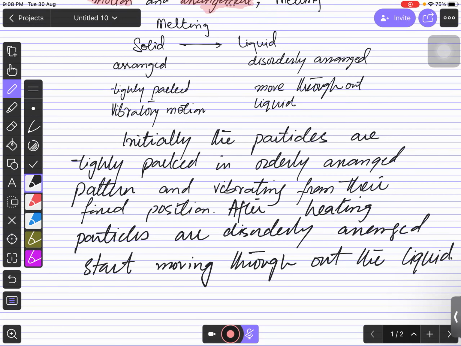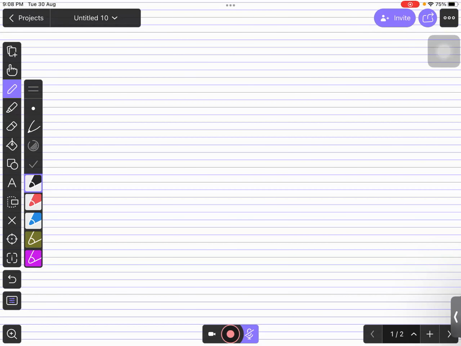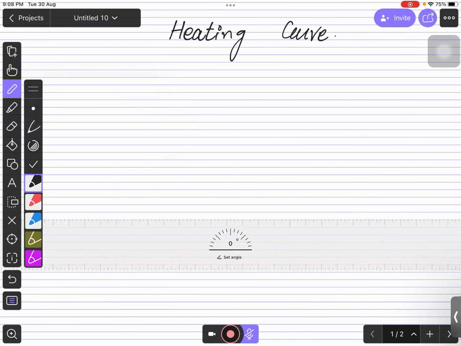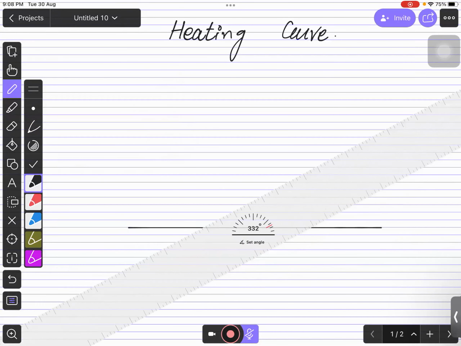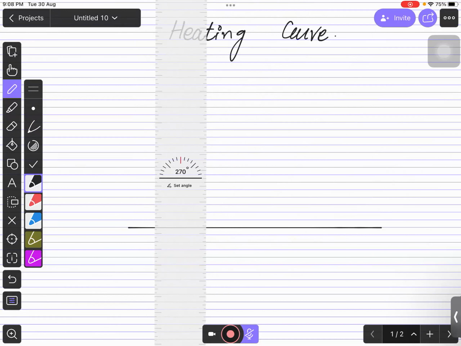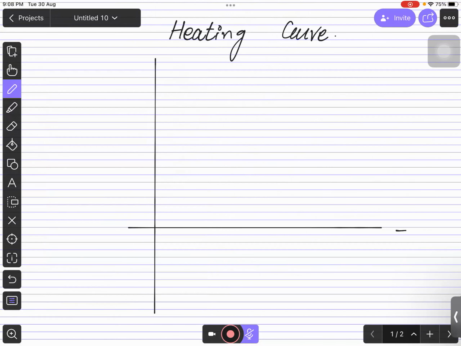Okay, so let's move towards the new topic in today's class, that is the heating curve. Today we are going to talk about the heating curve. For the heating curve, you need to draw one x-axis and one y-axis. Over here, this is time and this is temperature.